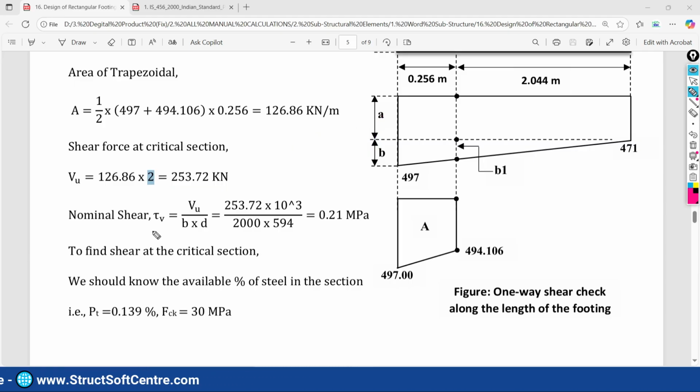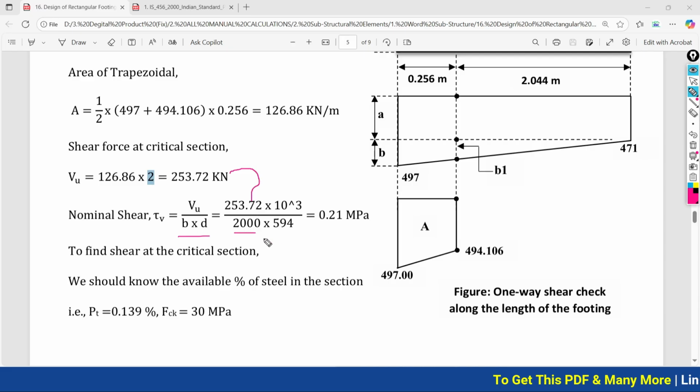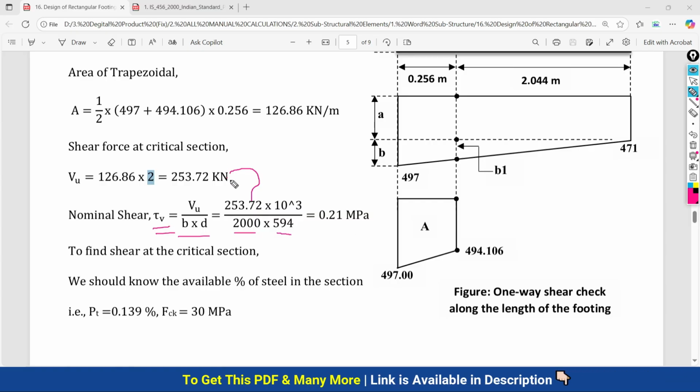Now nominal shear tau v will equal Vu upon B into D. It is a very famous formula, you all know very well how to use it. So put the value of shear force divided by B is 2000, effective depth 594, so you will have your nominal shear value 0.21 due to this shear force.